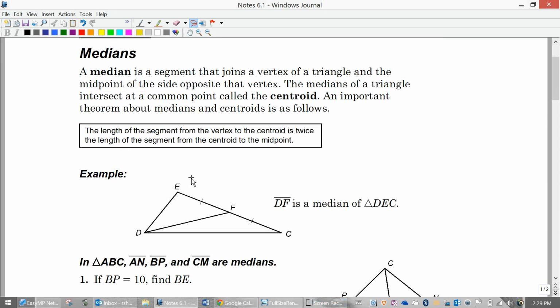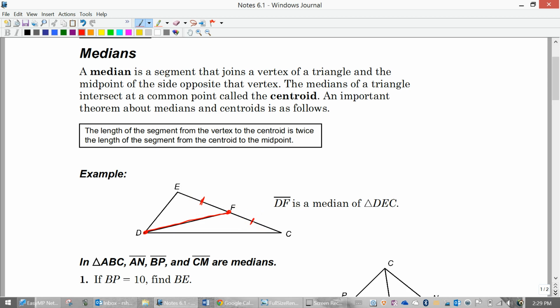So we have centroids. We're going to talk about centroids today, and we're going to talk about medians. A median is a segment that joins the vertex of a triangle and the midpoint on the side opposite the vertex. In the picture down below, we have one median drawn in. We know that it's a median because of 2 things. One, it goes through the vertex. The second part, it bisects these tally marks. It says that it bisects that other side.